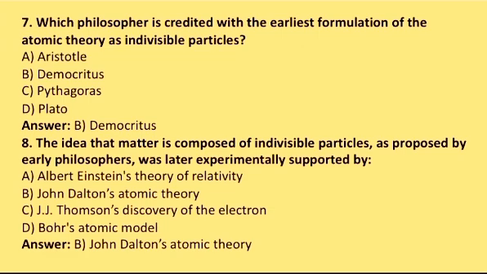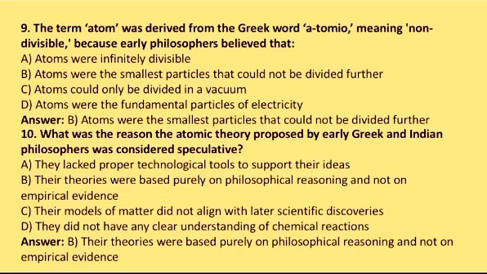Question number 7. Which philosopher is credited with the earliest formulation of the atomic theory as indivisible particles? You're given 4 options. B is the right answer. Democritus. Okay, so we have question number 8. The idea that matter is composed of indivisible particles, as proposed by early philosophers, was later experimentally supported by. Okay, so we have B as a correct option. John Dalton's atomic theory.